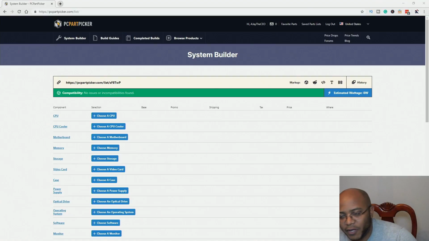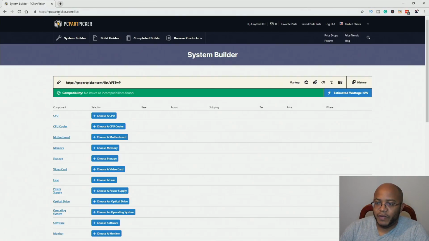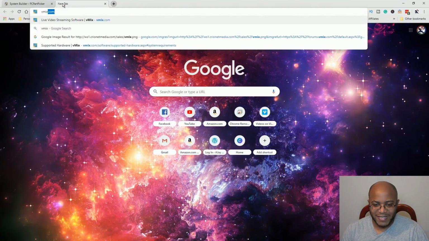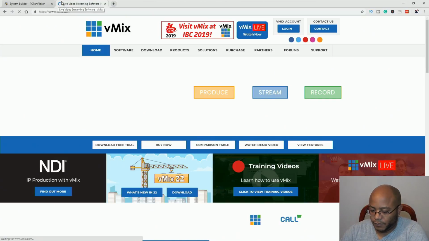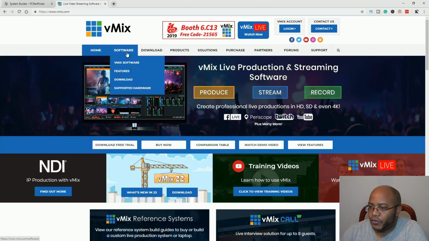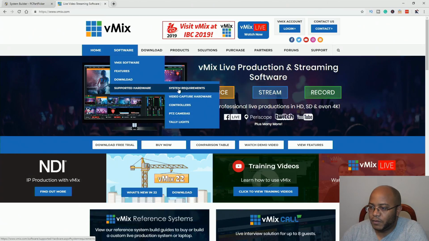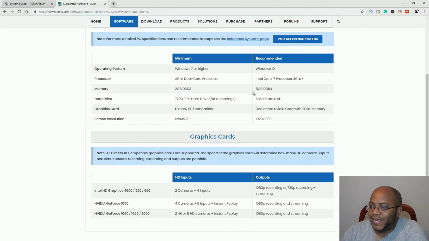So I'm here on PC Part Picker, but let's jump over to VMix first and see exactly what you need to run the software. Let's go over to software and look for system requirements. It's saying that you need Windows 10, an Intel Core i7 processor, 3 gigahertz or higher. Honestly, that's a Ryzen 5 processor. 8 gigabytes of memory is the bare minimum. It's recommending an SSD and a dedicated NVIDIA card of 2 gigabytes or more.